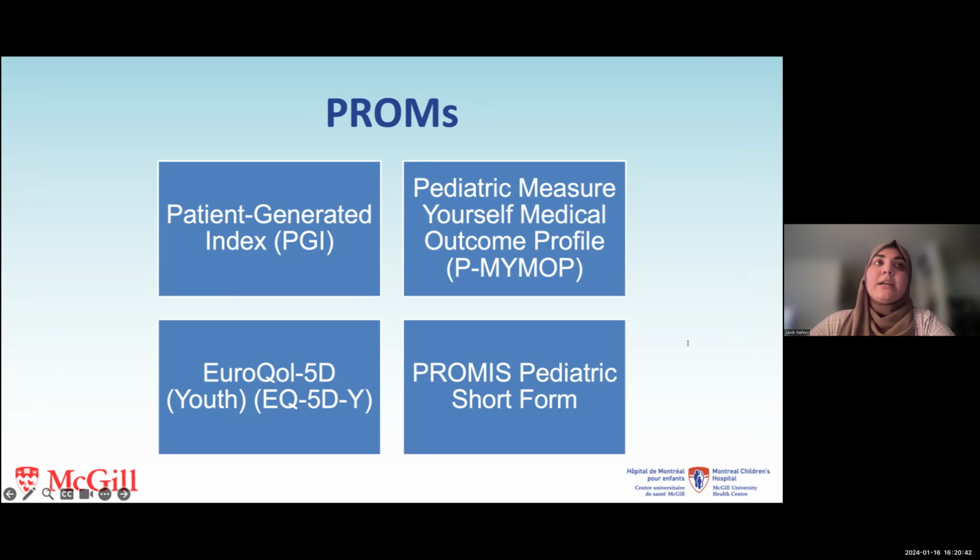The EQ-5D-Y is the standardized measure for assessing health-related quality of life in children and adolescents and provides a descriptive profile and overall health rating. And then the PROMIS, the Patient-Reported Outcomes Measurement Information System tool, is designed for pediatric populations, capturing a range of health-related quality of life domains through short-form surveys.